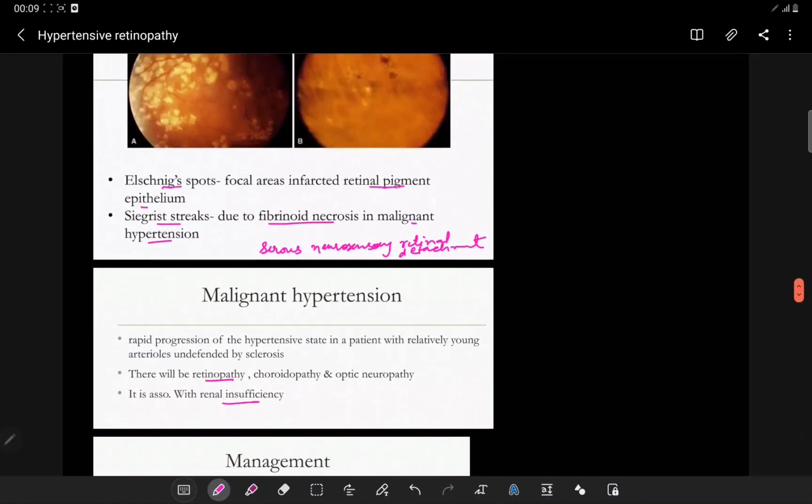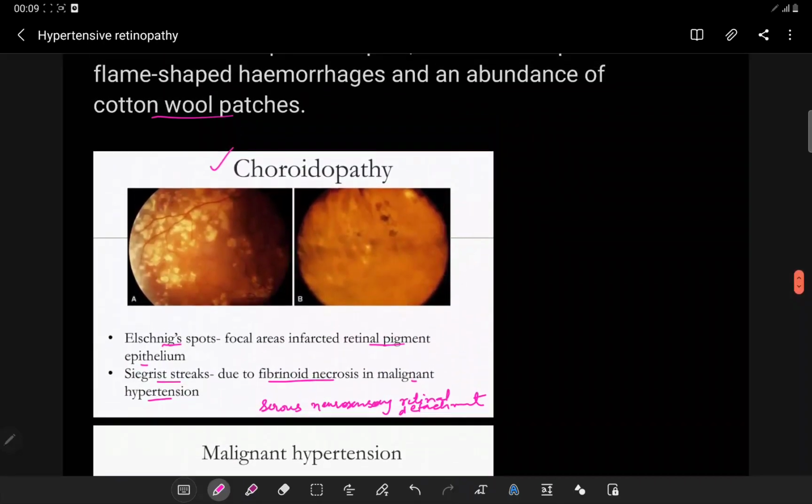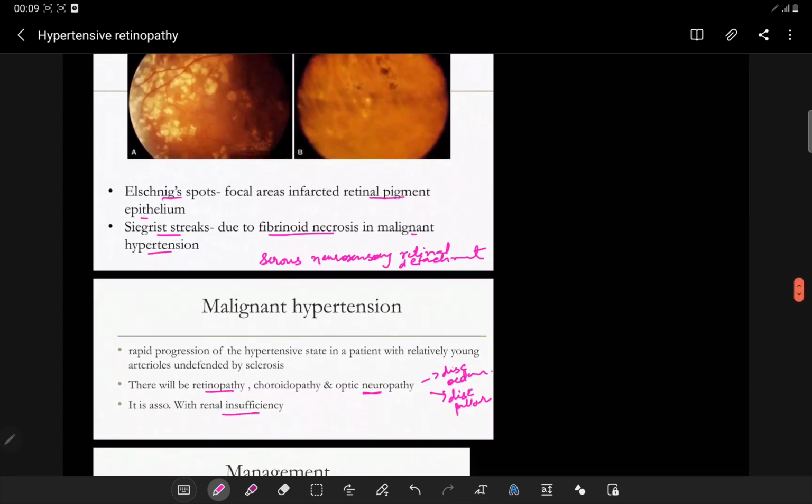In malignant hypertension, there is optic neuropathy also, which includes disc edema, disc pallor, and hemorrhages on the disc and the peripapillary retina. So this is about hypertensive retinopathy, and we have the malignant type, which includes acute hypertensive retinopathy, acute hypertensive choroidopathy, and acute hypertensive optic neuropathy.